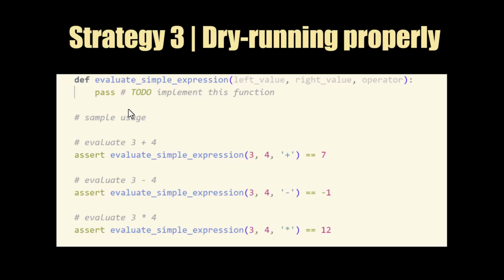So let's say you had to implement a function that evaluated a simple expression. It took a left value, which is just an integer, a right value, and then an operator. Here's what sample usage would look like. You call the function: 3 plus 4 is 7. 3 minus 4 is minus 1. 3 times 4 is 12. There's also division. So maybe you can pause the video and take some time to quickly implement this.